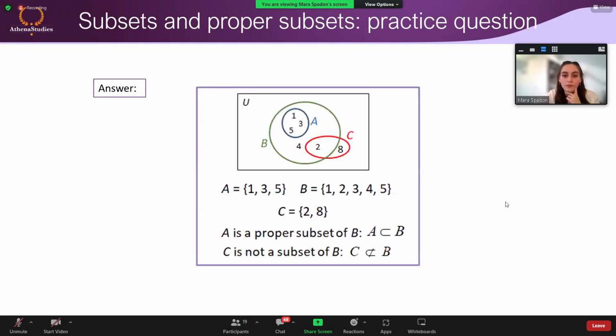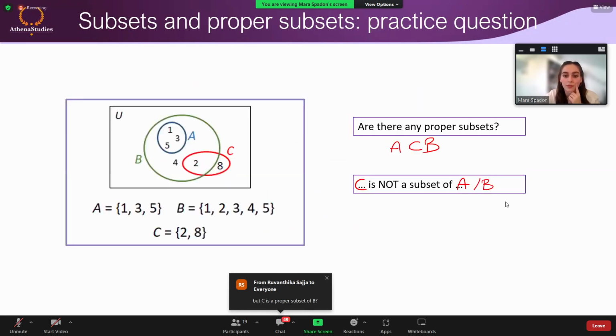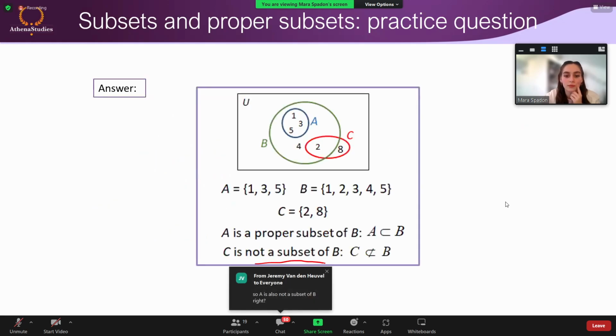Okay, let's see if we were correct. Yes, sorry, proper subset, you're right. So indeed A is a proper subset of B, so that's also here. So A is also not a subset of B. Correct. Yes, A is not a subset of B.